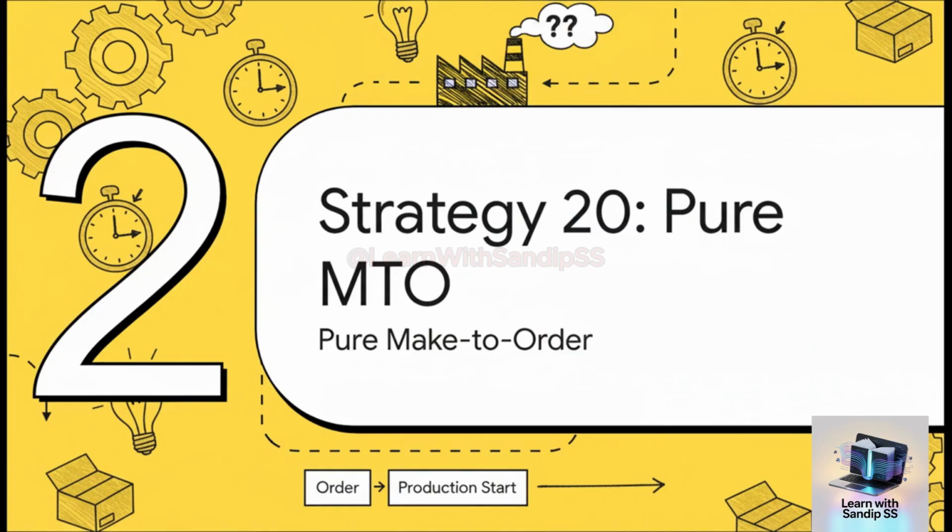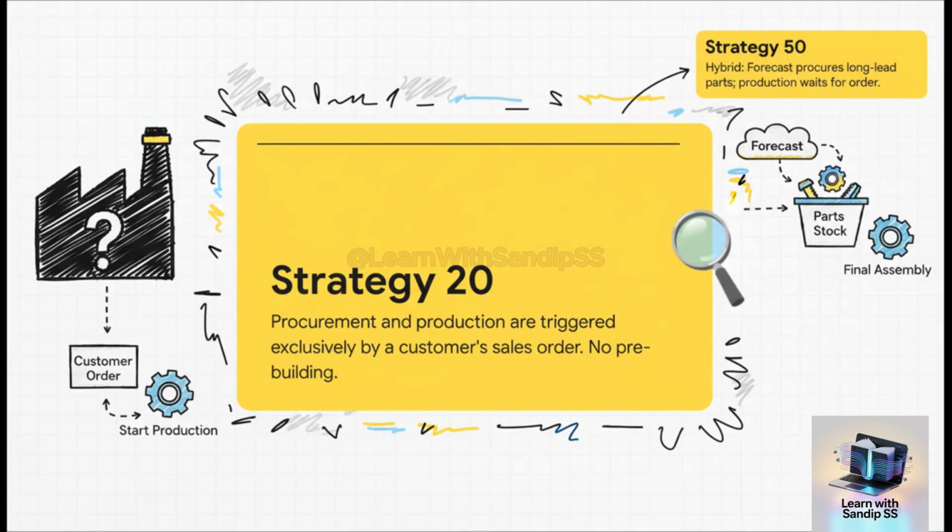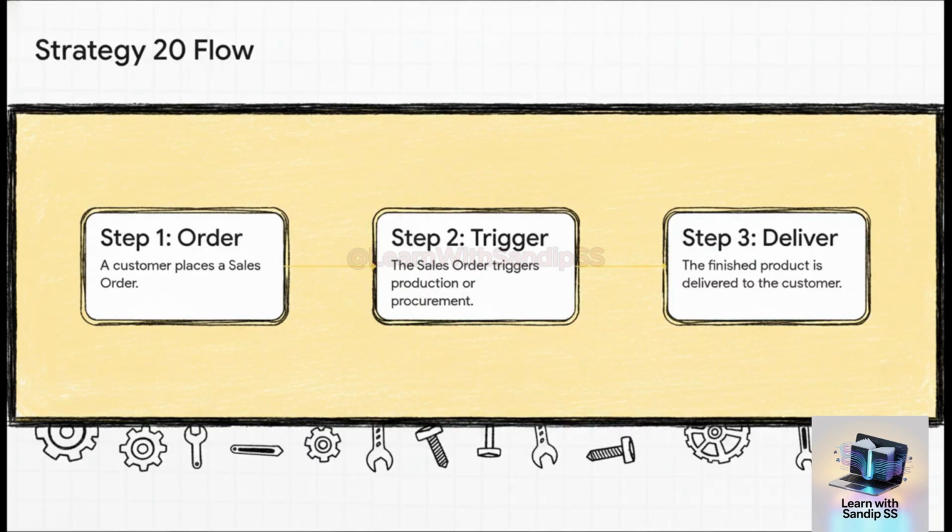And this leads us right into our first key strategy. That direct, straightforward approach, in the world of SAP, we call Strategy 20. You can think of this as the pure textbook definition of make-to-order. The key word here, and I really want you to remember this, is exclusively. With Strategy 20, that sales order is everything. It's the starting gun that kicks off the entire supply chain for that one specific product. You don't build a single thing in anticipation. So the flow is about as straightforward as it gets. An order comes in, you start making it or buying the parts for it, and then you deliver it. It's clean, it's efficient, and it's tied one-to-one with actual customer demand.